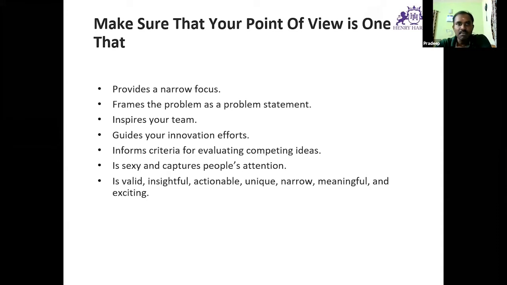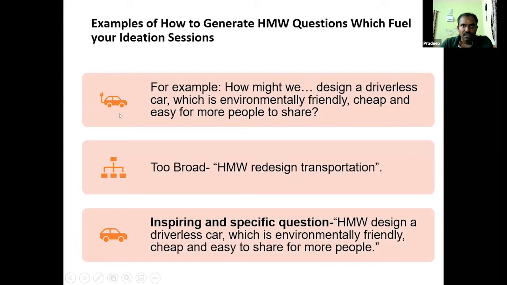So frame the problem as a problem statement, and it should inspire other people, guide innovation, be very sexy and capture people's attention. I'll show you one more example. So this is one example: How might we design a driverless car which is environment friendly, cheap, and easy to share?